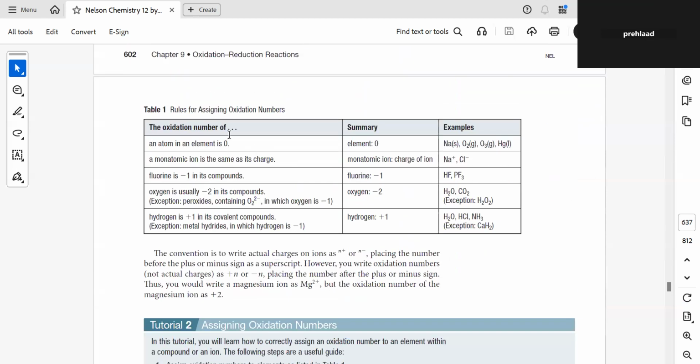Okay, so now the oxidation number. There are certain rules. One of the rules is that oxygen is always -2, because it is electronegative. There is an exception when it is a peroxide, where it is -1.